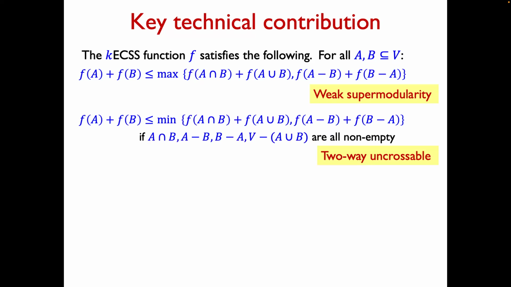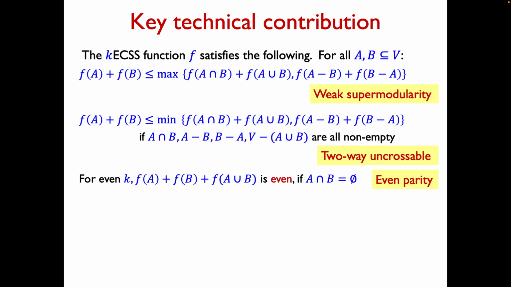Because f of the empty set and f of the entire vertex set, you should always think of it as 0, right? Otherwise the problem doesn't make sense. So the function that was telling us how many edges to pick across a boundary of a set satisfies these properties.